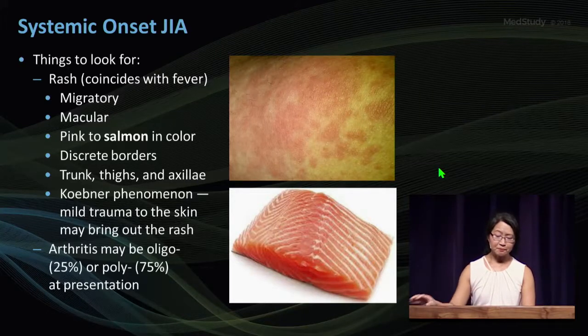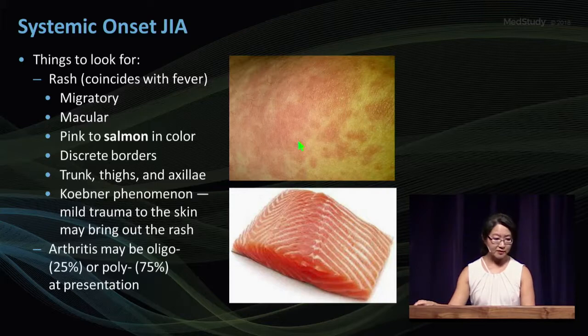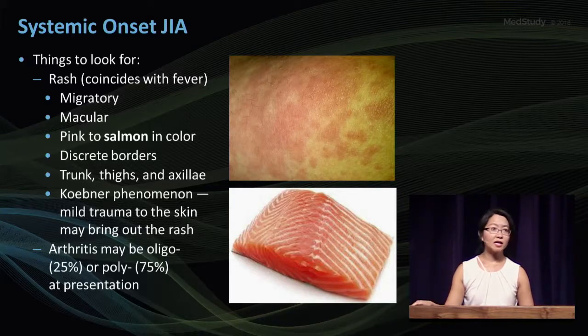If you remember, with systemic onset JIA, these patients can present with a salmon color rash, and the reason why they call it salmon color is because it does look like salmon. The rash is very discrete in its borders. They could be macular or papular, and typically they occur in the trunk, the thighs, and the axilla. And if you were to scratch exposed skin that's not affected by the rash, you can actually bring out Koebner's phenomenon and bring out the rash.